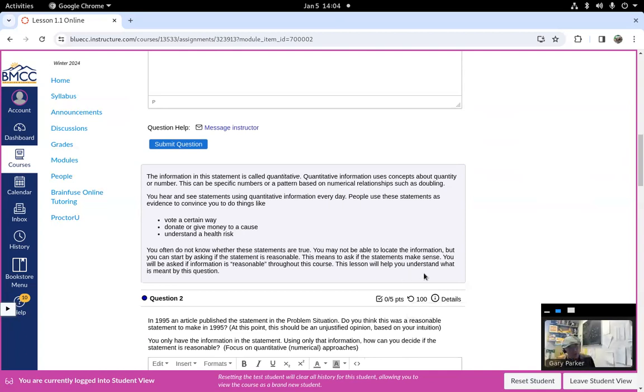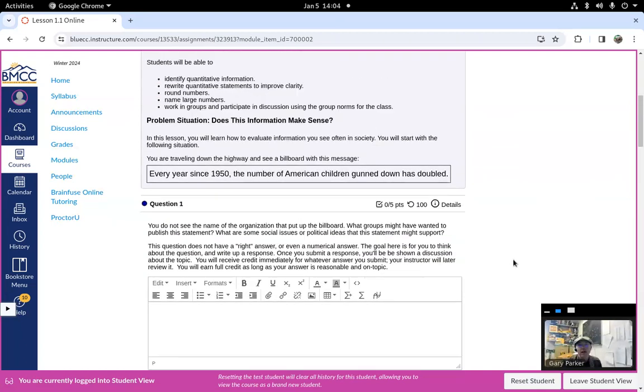I mentioned earlier, quantitative information is information involving numbers. Now, this one is a little bit vague. It kind of references the idea of number because it says the number and it says the number has doubled, but we're not actually given a number. So this technically isn't quite quantitative information. You might say, well, there's a year. Yeah, but the year isn't the most important thing here. It's the number of children who were gunned down, which we don't have. So this doesn't quite qualify as good quantitative information. It's vague.